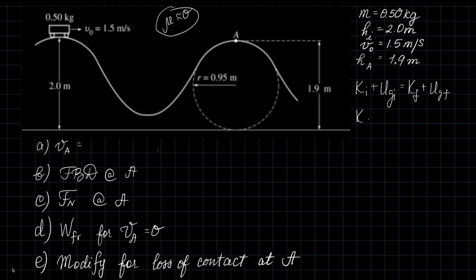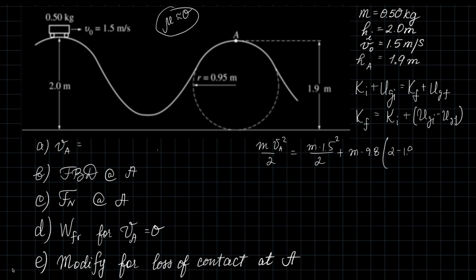Then the final kinetic energy, which we're looking for, technically we are looking for the speed at point A. In order to do that, we're going to express final kinetic energy through UG initial minus UG final. So m v at A squared over 2 should be equal to m times 1.5 squared over 2 plus m times 9.8 times (2 minus 1.9). So mass cancels. I'll multiply everything by 2 and root.